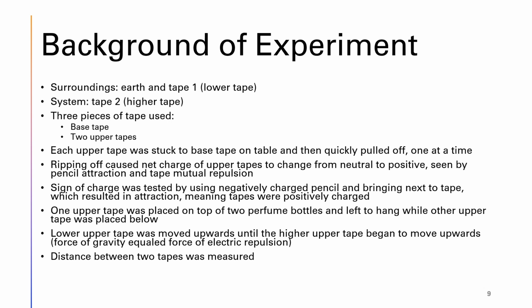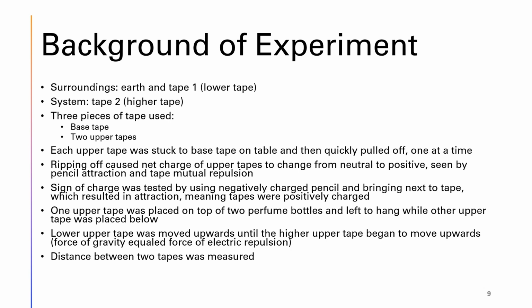To do this experiment, I used a base tape stuck onto a table, and I put an upper tape stuck right on top of it and ripped it off quickly. Doing that twice with a separate piece of tape, I was able to create two pieces of tape that both had a positive net charge, which I found because they repelled each other and they were attracted to a negatively charged pencil that I rubbed in my hair. One tape was placed on top of two perfume bottles and left to hang while the other tape was placed below it. I moved the lower tape up until the upper tape on the bottles floated upward, and I measured the distance between the two.